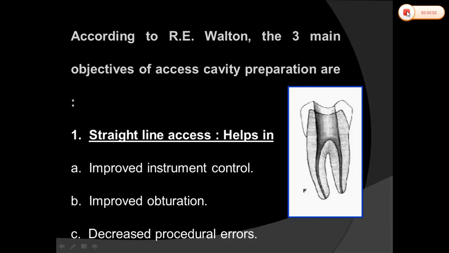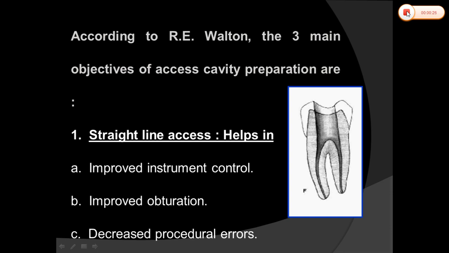So we'll start with objectives of access cavity. First one is to remove all the caries and to conserve the sound tooth structure. Second objective is to completely de-roof or unroof the pulp chamber. Next is to remove all coronal pulp tissue, either it is vital or necrotic.